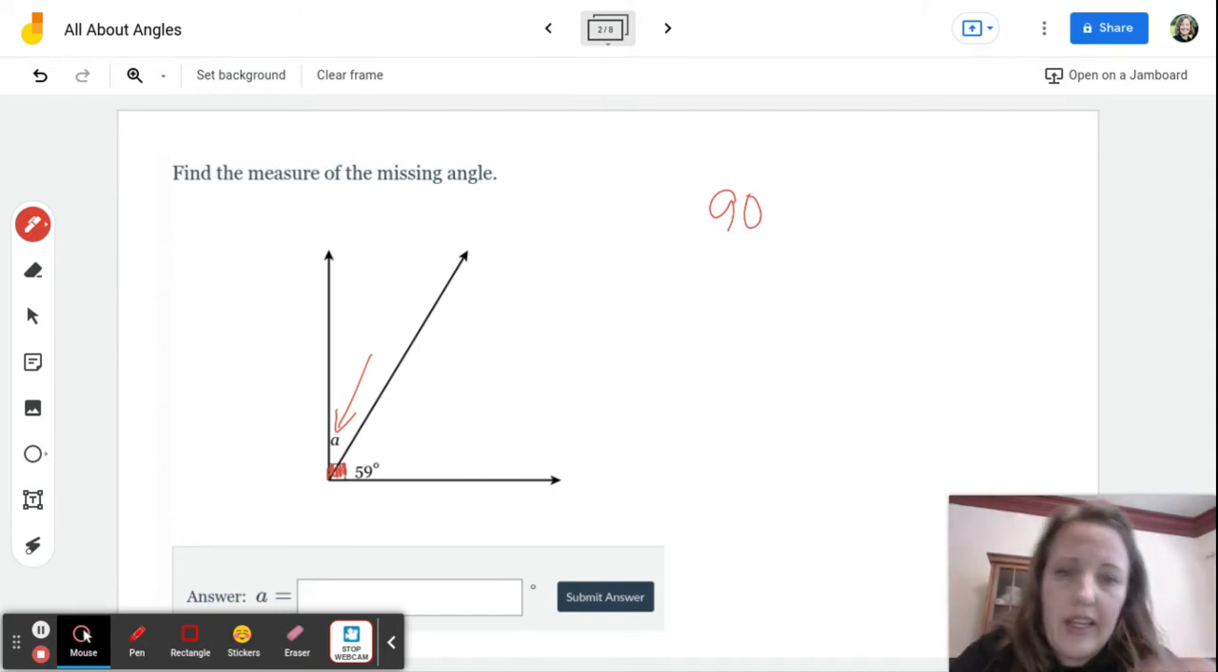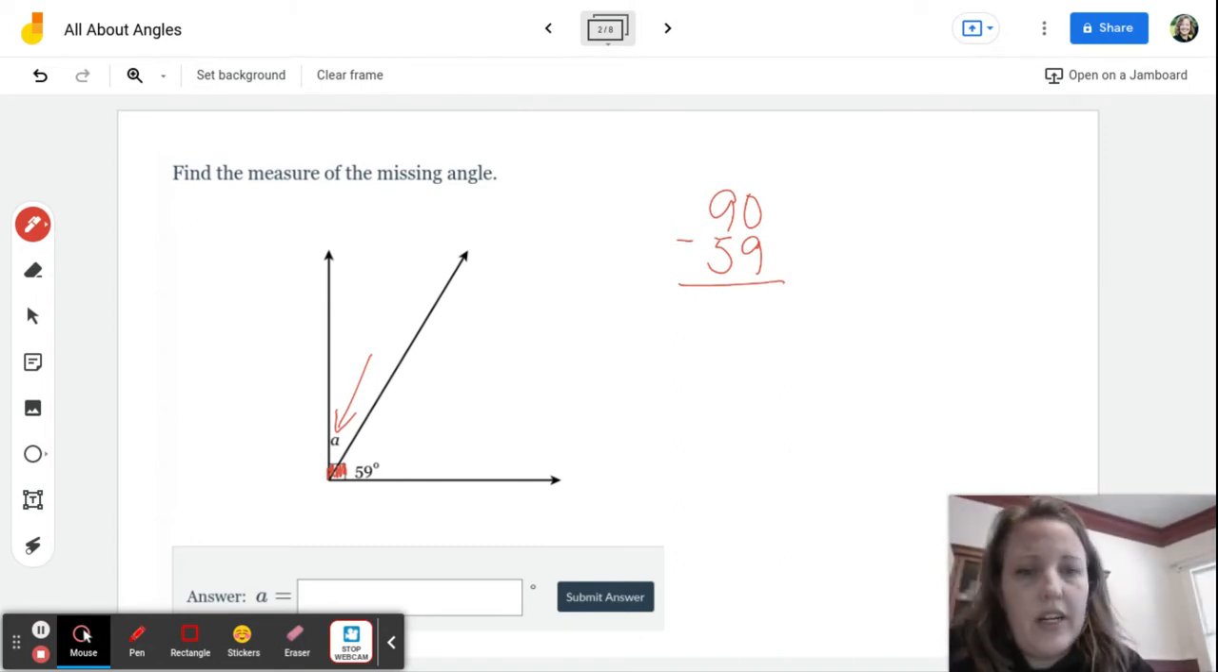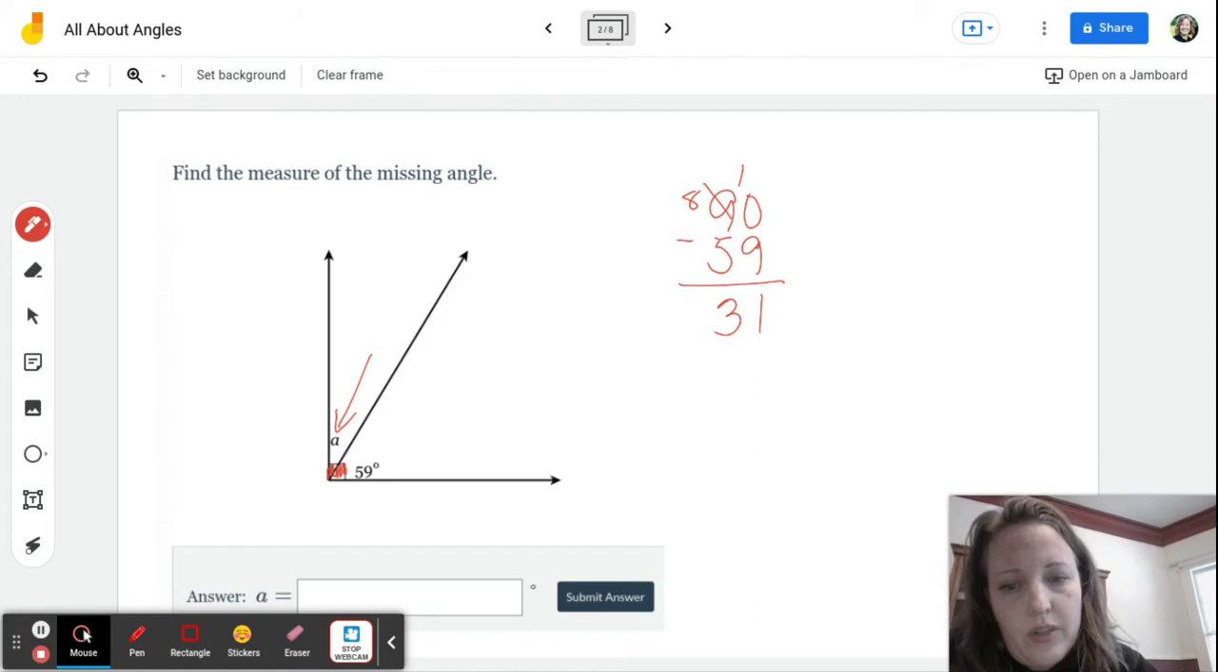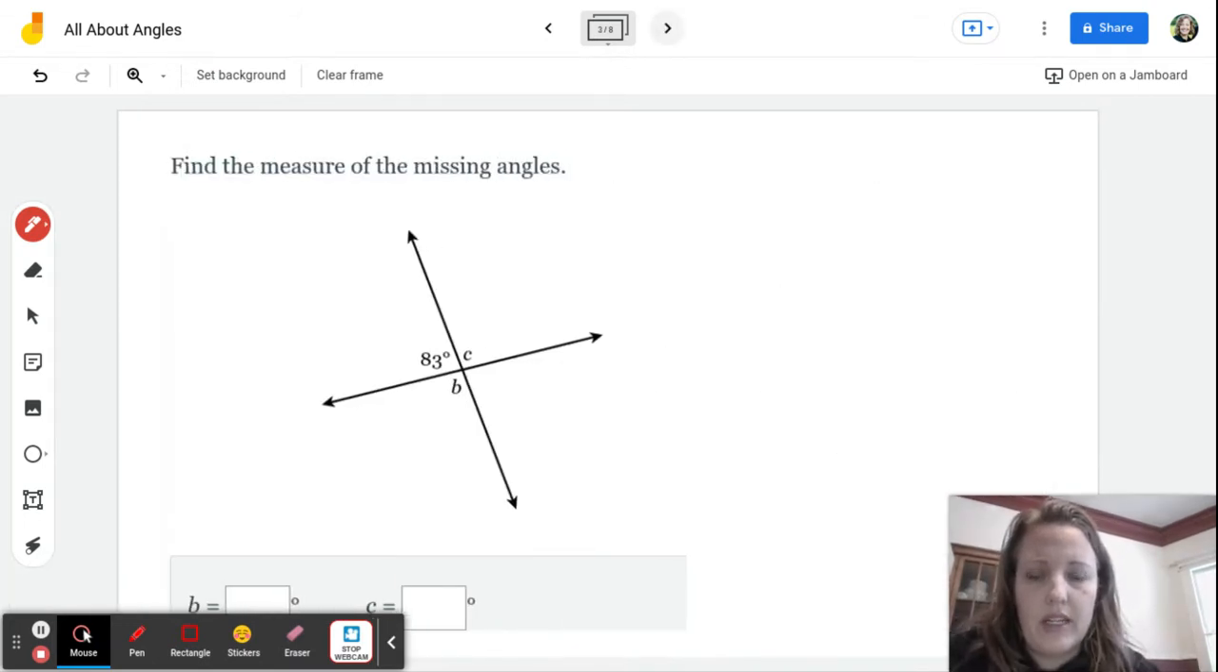So in order to find that, we're just going to take 90 and subtract 59. In your Delta Math, there's a calculator. I don't mind if you use that, right? But arithmetic is not bad for anyone. So we know that 31 degrees is the measure of angle A. Submit, boom, got it correct. Okay, so far I think you guys are getting that part pretty well. Let's go to the next one.